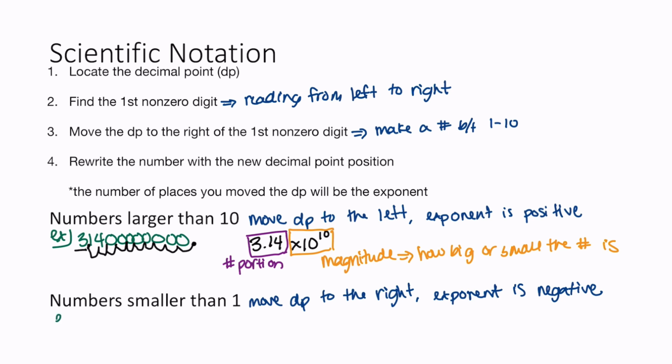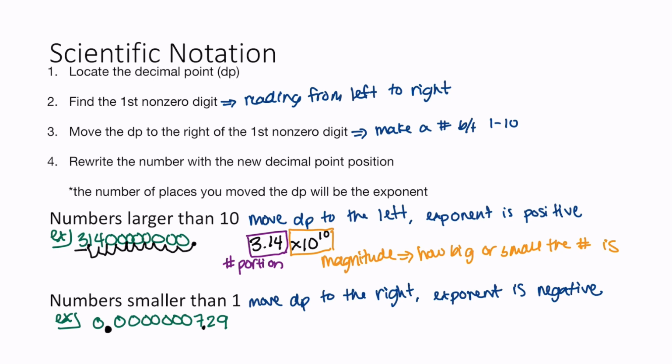Let's look at another example, this time of a small number. So we will do 0 point and then write 7 zeros, 1, 2, 3, 4, 5, 6, 7. And the number will be 729. So I'm going to follow the exact same steps. I'm going to locate my decimal point. This one is written, so it's easier to find. And then I need to locate, reading from left to right, my first non-zero digit. In this case, it is 7, so I'm going to move the decimal point to the right of the 7, or in between the 7 and the 2.